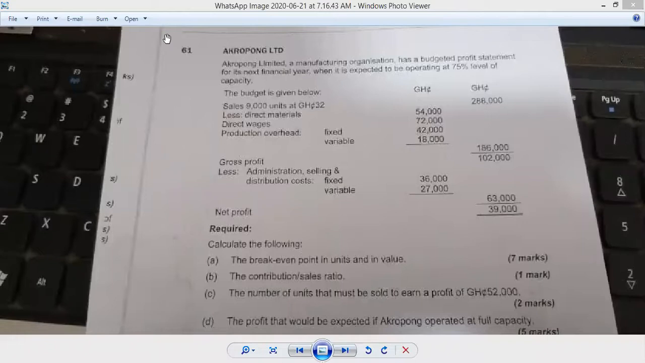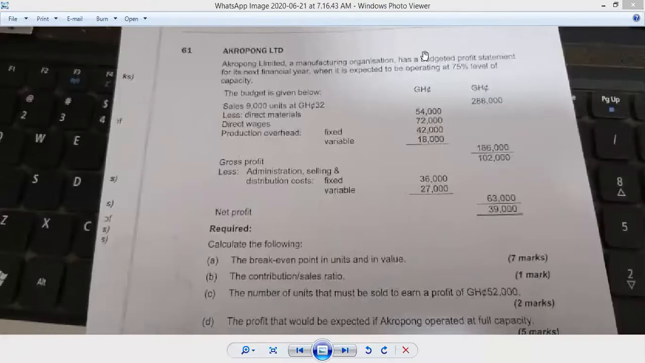Okay. Good. I have my first answer here. In fact, all the questions are very good for you. In fact, this, the CS ratio, contribution to sales ratio. Calculate the contribution to sales ratio. How do you calculate contribution to sales? It is the contribution over sales times 100. Perfect, you are done.